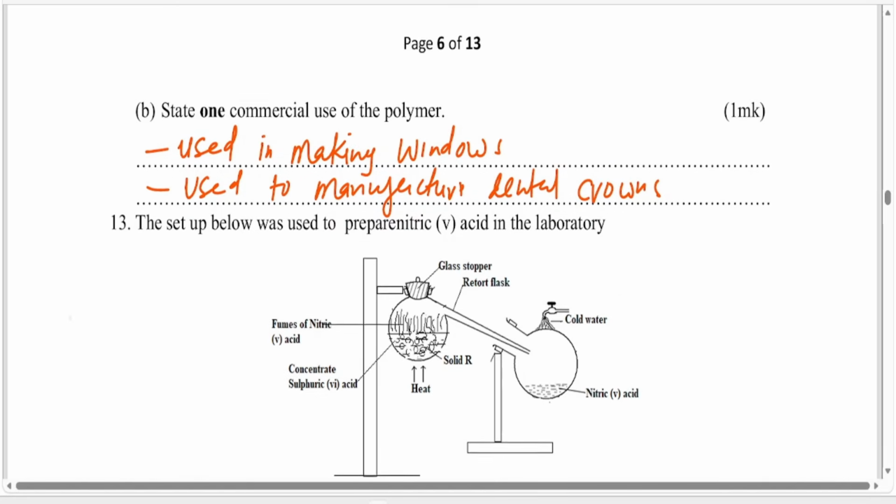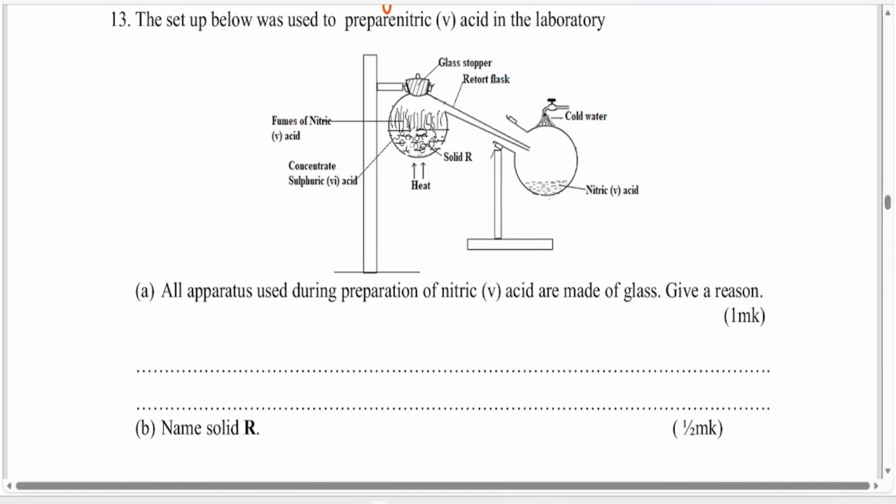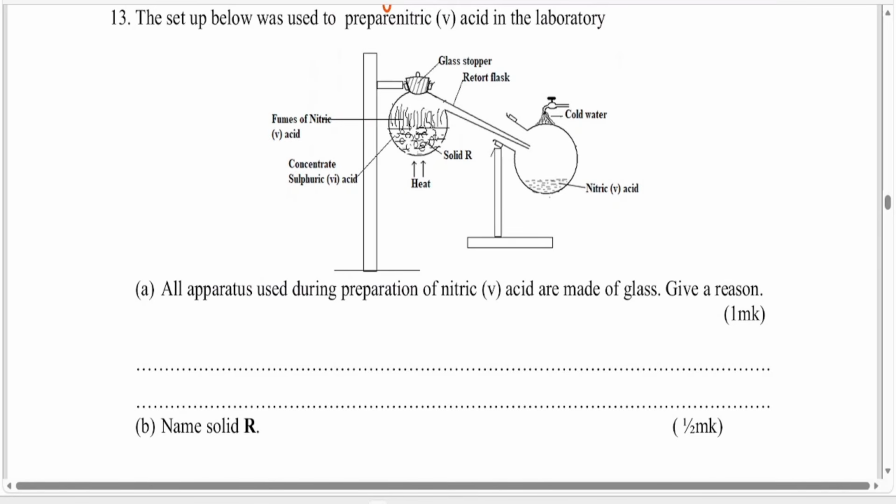I want us to move to the next question, question 13. The setup below was used to prepare nitric (V) acid in the laboratory, and you can see this is the setup that is used to prepare nitric (V) acid. You can see fumes of nitric (V) acid, concentrated sulfuric (VI) acid is there, and you have the nitric acid being collected on the other side. So the first question is, all apparatus used during preparation of nitric (V) acid are made of glass.